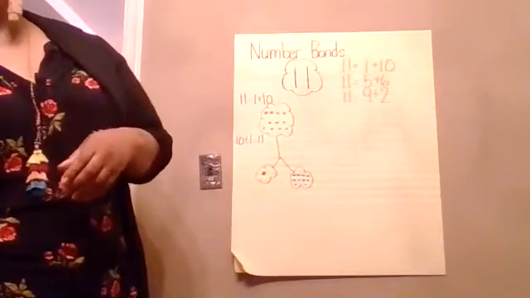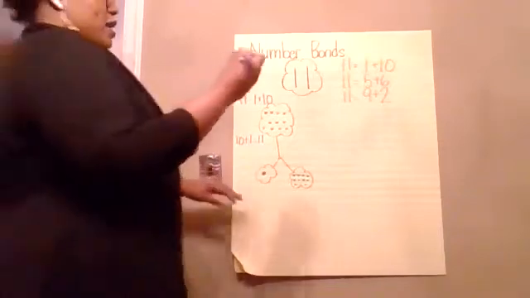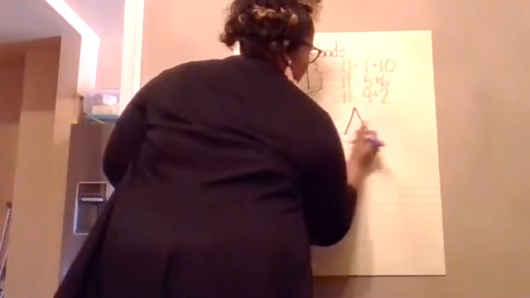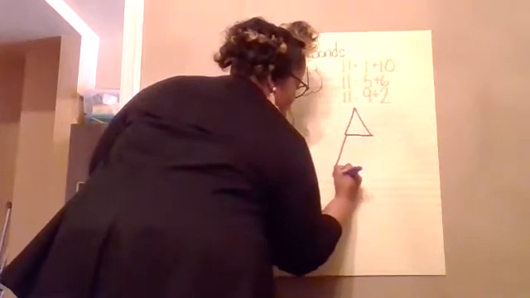This time, let's see. I think I'm going to use triangles as my shape. So I'm going to draw one large triangle and then two smaller triangles.